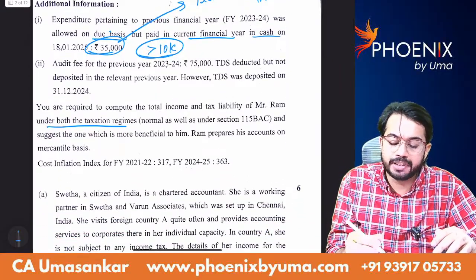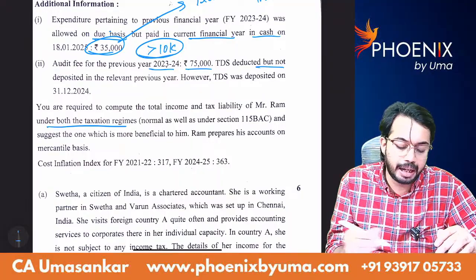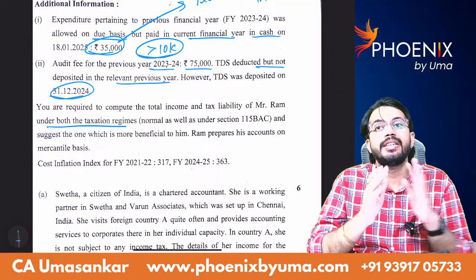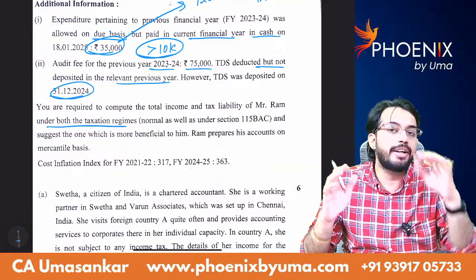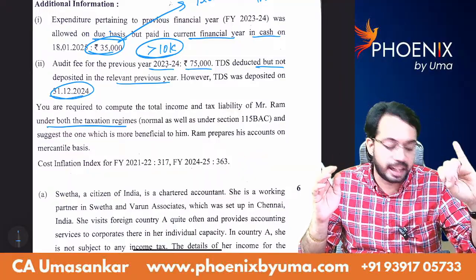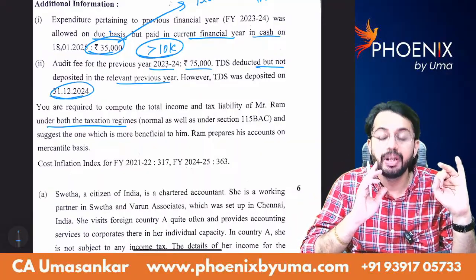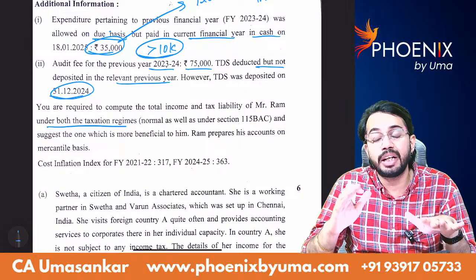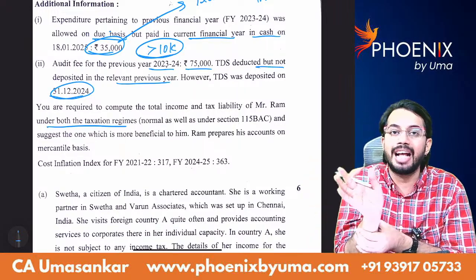Next, audit fees for previous year 23-24 75,000. TDS but not deposited in relevant previous year. TDS deposited. See, whenever you are making payment and you are required to deduct TDS, you should deduct TDS, and deducted TDS is to be deposited to government. If you do not deduct TDS, if you do not deposit TDS to government before ITR due date, then it is not allowed as deduction.